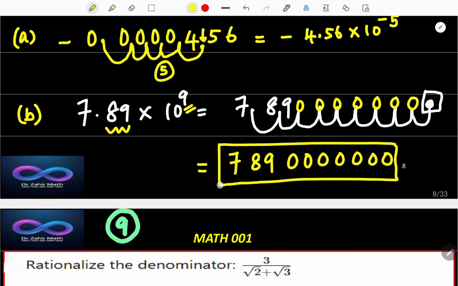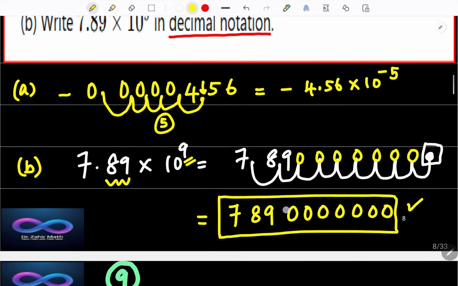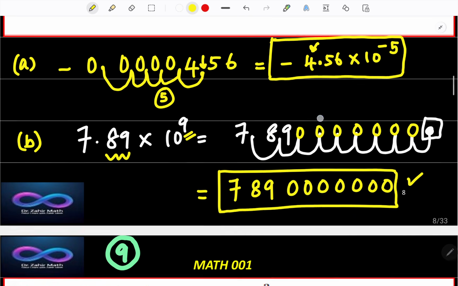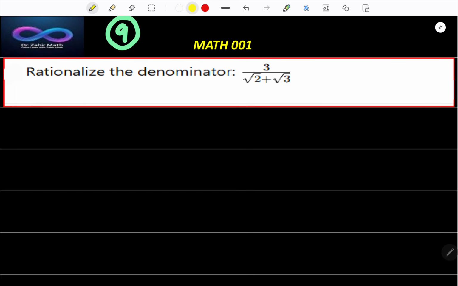Clear all of you? So 3, 6, 1, 2, 3, 4, 5, 6, 7. Yes, this is called decimal notation and this is called scientific notation. Scientific notation means one number before the decimal. Keep in your mind. Let's go to the next question. Rationalize the denominator. Rationalize the denominator.